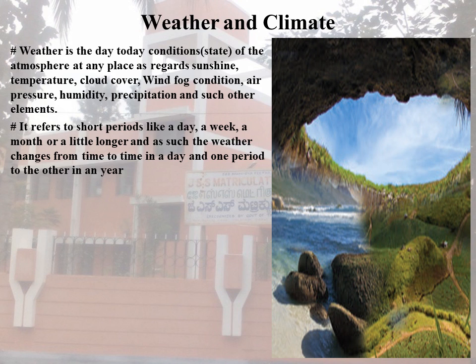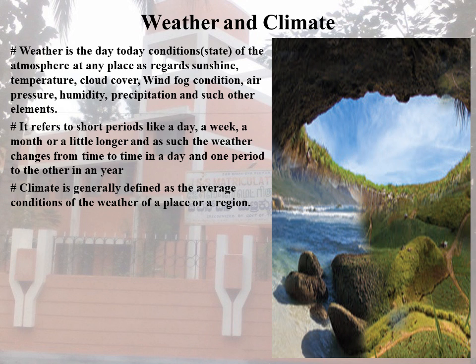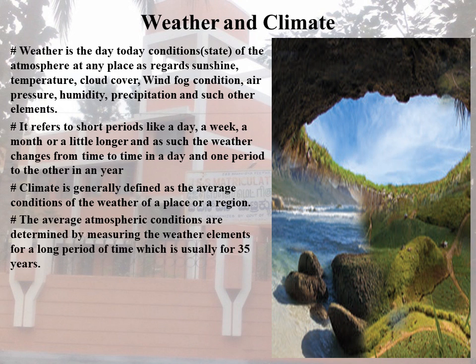Now we are going to learn about climate. It is generally defined as the average condition of the weather of a place or a region or state. The average atmospheric conditions are determined by measuring the weather elements for a long period of time, which is usually 35 years. The elements of weather and climate are the same. The climate does not change often like weather. Do you know? The word climate is derived from the ancient Greek word klima, which means inclination.